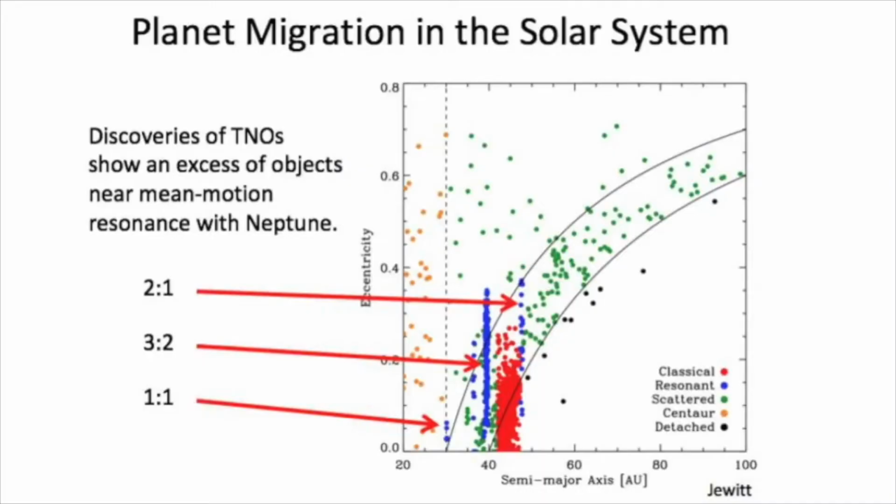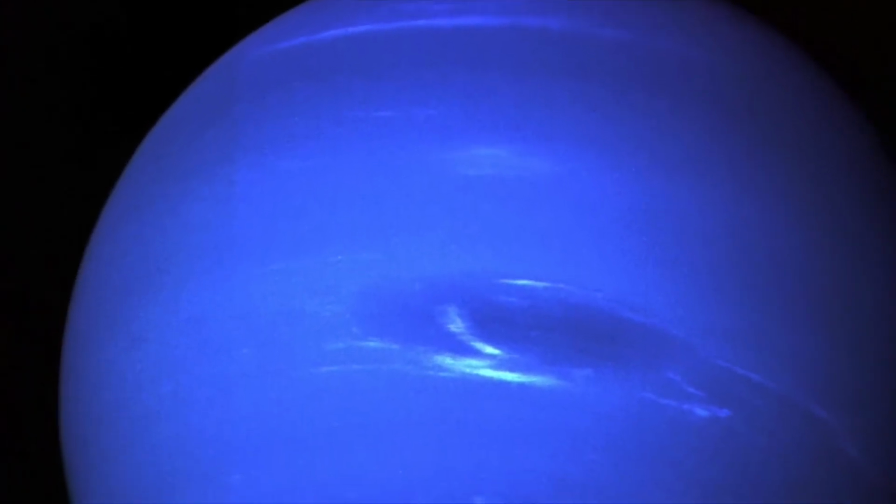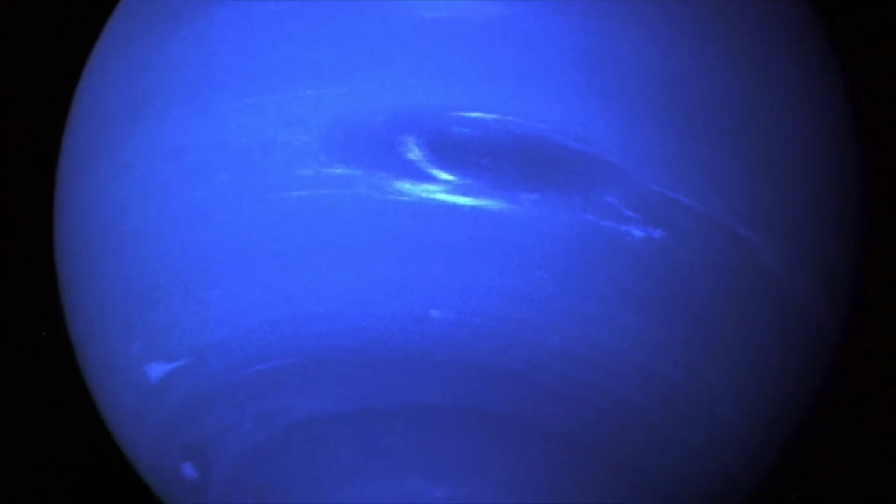This happened in our own solar system with Neptune and the non-planet Pluto. At some point in the past, Neptune migrated outwards and plowed into a ring of debris in the outer solar system called the Kuiper Belt. As it did so, it swept a number of small objects into mean motion resonance. And right now, Neptune orbits three times every time Pluto orbits twice.